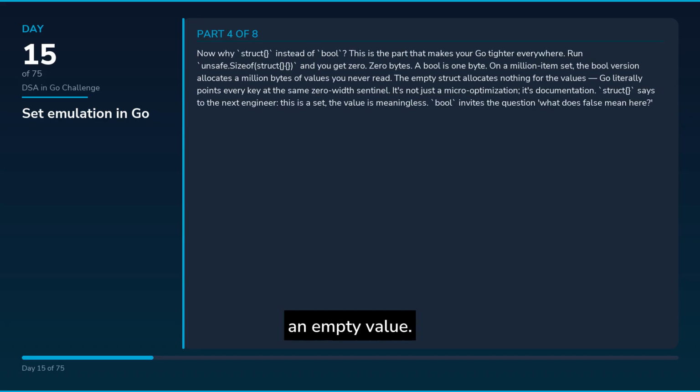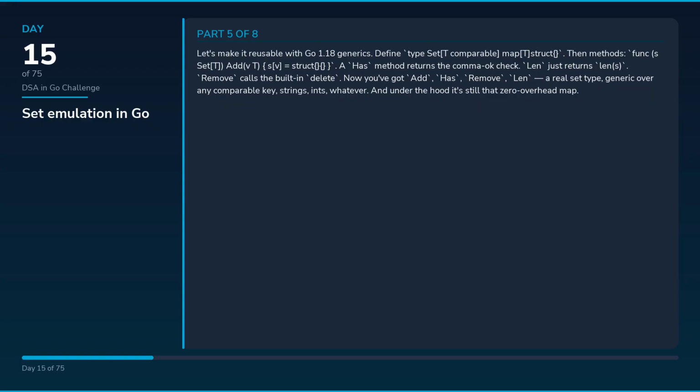Now why struct instead of bool? This is the part that makes your Go tighter everywhere. Run unsafe.Sizeof of struct, and you get 0 bytes. A bool is 1 byte. On a million item set, the bool version allocates 1,000,000 bytes of values you never read. The empty struct allocates nothing for the values. Go literally points every key at the same 0-width sentinel. It's not just a micro-optimization, it's documentation. Struct says to the next engineer, this is a set, the value is meaningless. Bool invites the question, what does false mean here?